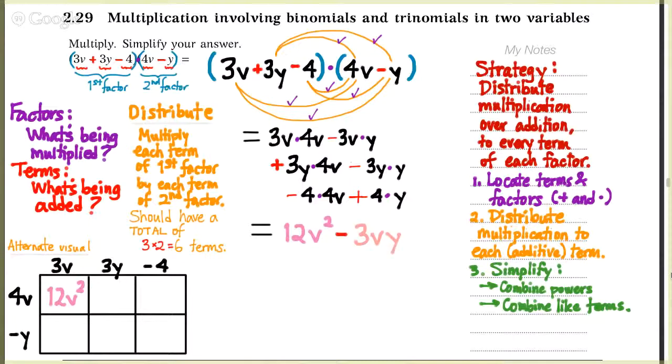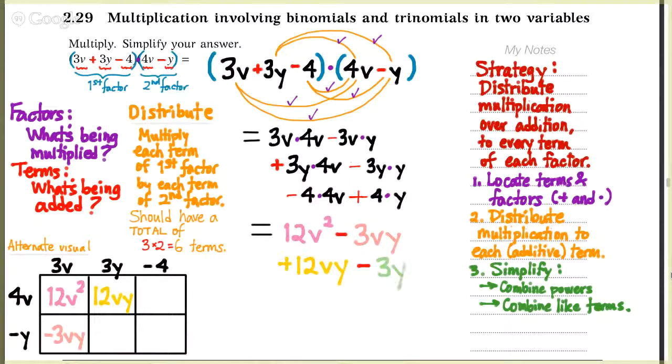The minus 3v times y, we can't really do anything to simplify that, so we're just going to write it as minus 3vy. Where did that come from? It came from the 3v times the minus y inside of our table. So we'll fill in one more of those boxes. Next, we had the 3y times 4v. Moving the 3 and the 4 together, we end up with a 12vy. Where did that come from? It came from the 3y times the 4v, so we'll put that in the table over there as well.